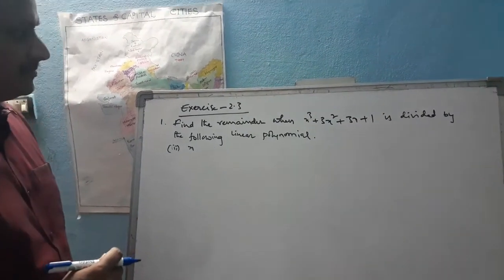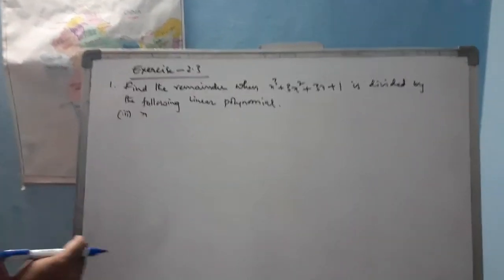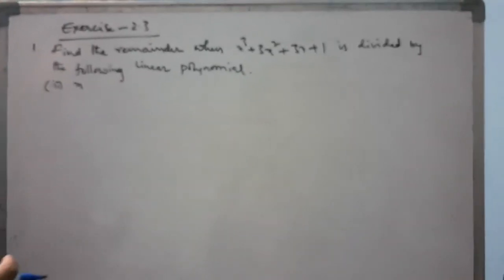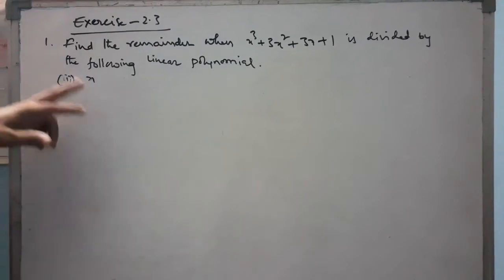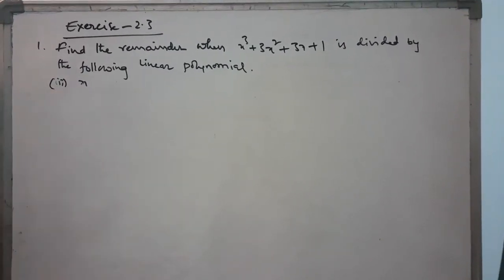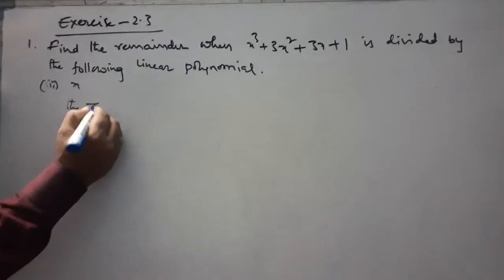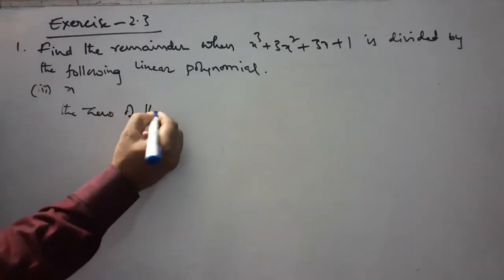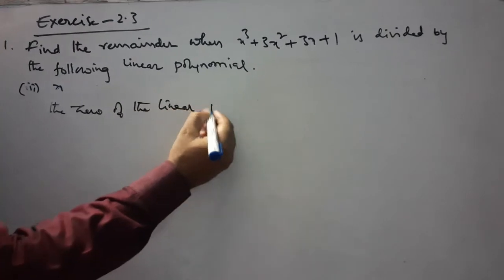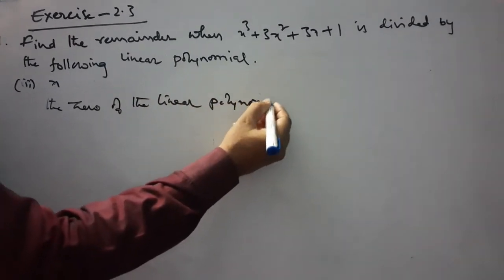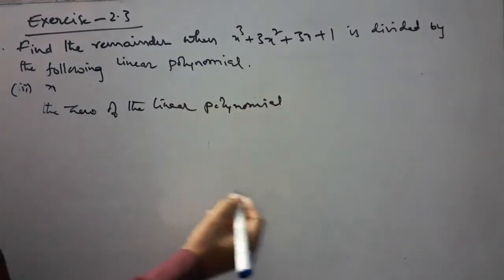The continuation of the previous class. Now find the remainder when x cube plus 3x square plus 3x plus 1 is divided by x. We have to find the remainder. So first of all we have to find the zero of the linear polynomial.